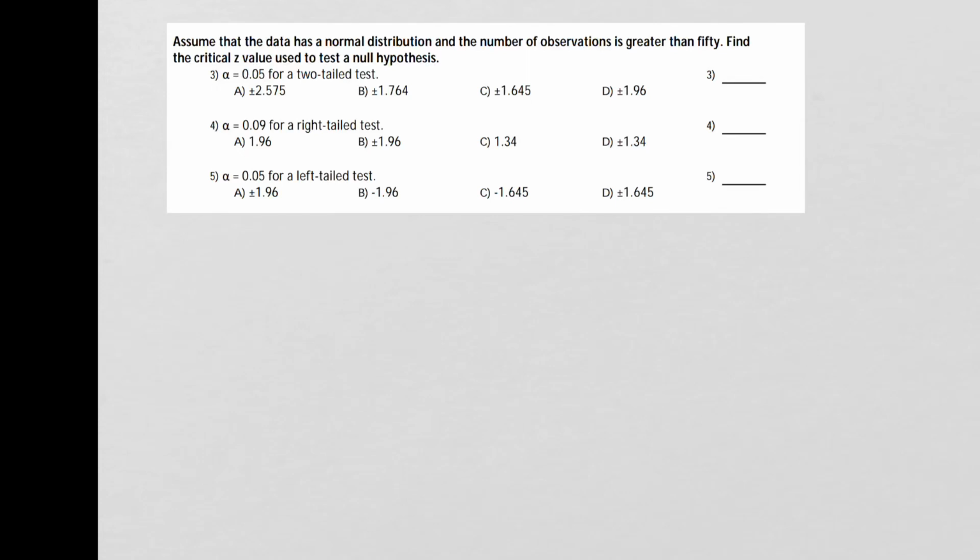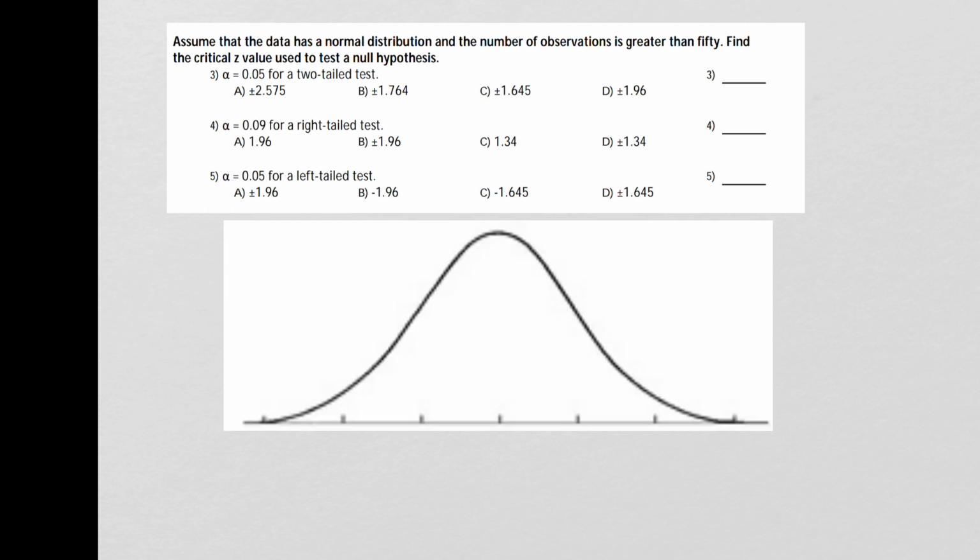In these problems, we assume that the data has a normal distribution and the number of observations is greater than 50. So we want to find the critical z-value used to test a null hypothesis. In the first problem, we have a two-tail test. So I'm going to show my distribution. And since this is a two-tail test, we're going to split the value of alpha to the two sides.